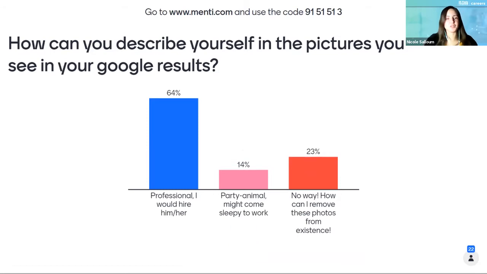All right, so for the professional ones, we're gonna see how you can maintain this personal brand. This is really good. And for the party animals and the people who really want to enhance their personal brand, we'll also go right into it.